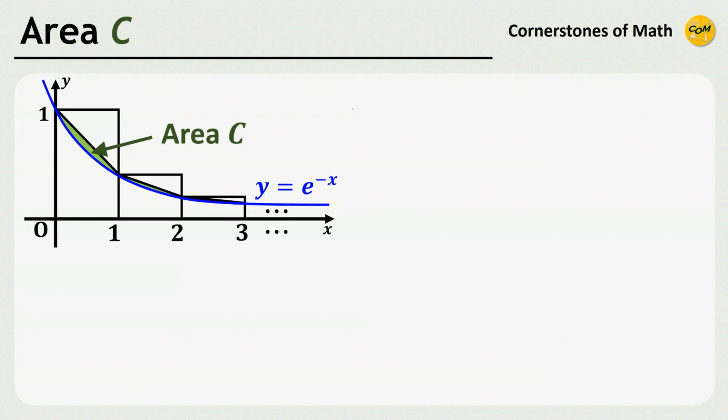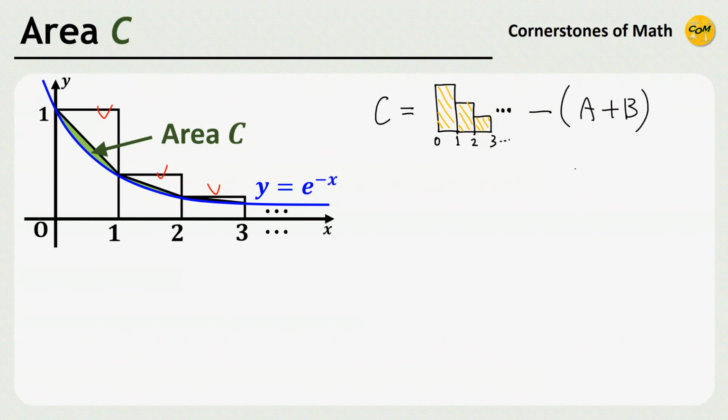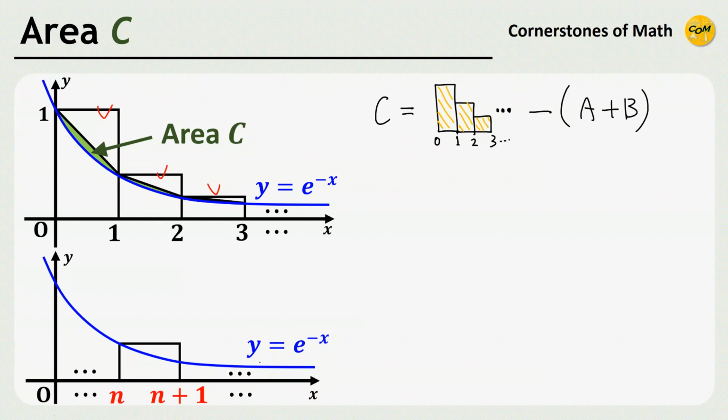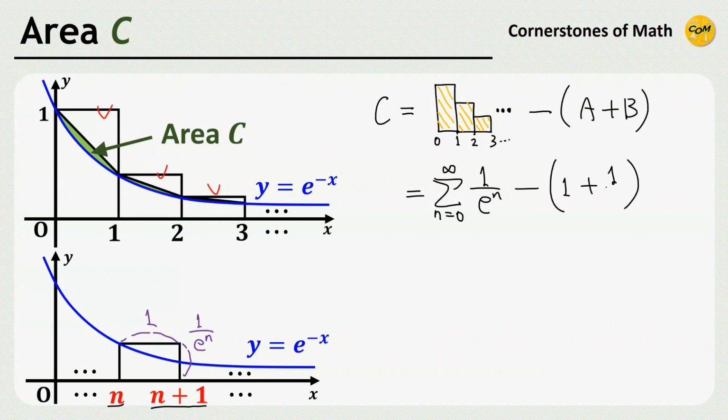Finally, area C. As for this area, let us use the subtraction method. That is, area C is given as, first we calculate the sum of the areas of all of these rectangles. Then from that, we simply subtract areas A and B. As for a single rectangle in the interval from n to n plus 1, the width is 1 and the height is 1 over e to the power of n. So we have sigma, the area of a single rectangle, 1 over e to the power of n, and from 0 to infinity. And area A is 1 and area B is 1/2.